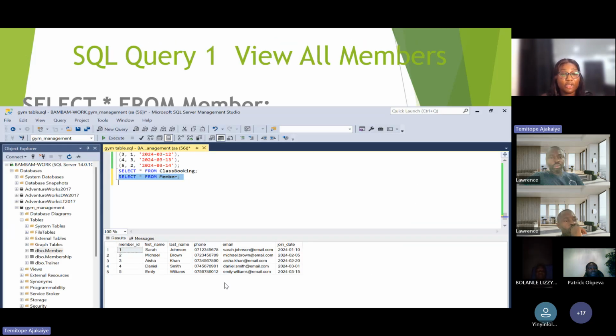So this is a screenshot from my SQL, and this screenshot shows when I extracted the details from the member table, and it brought out their member ID, which is the unique identifier, their first name, last name, phone, email, and their join dates.